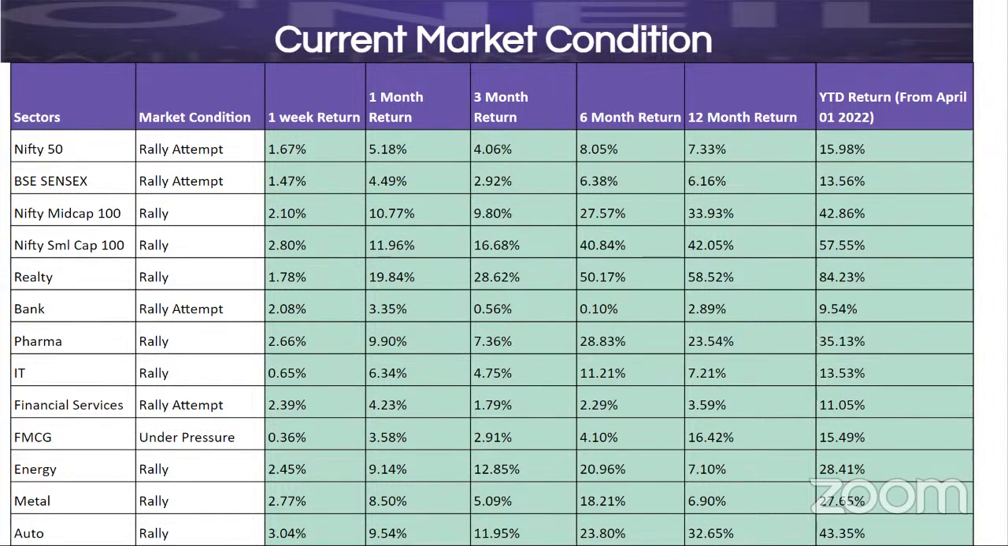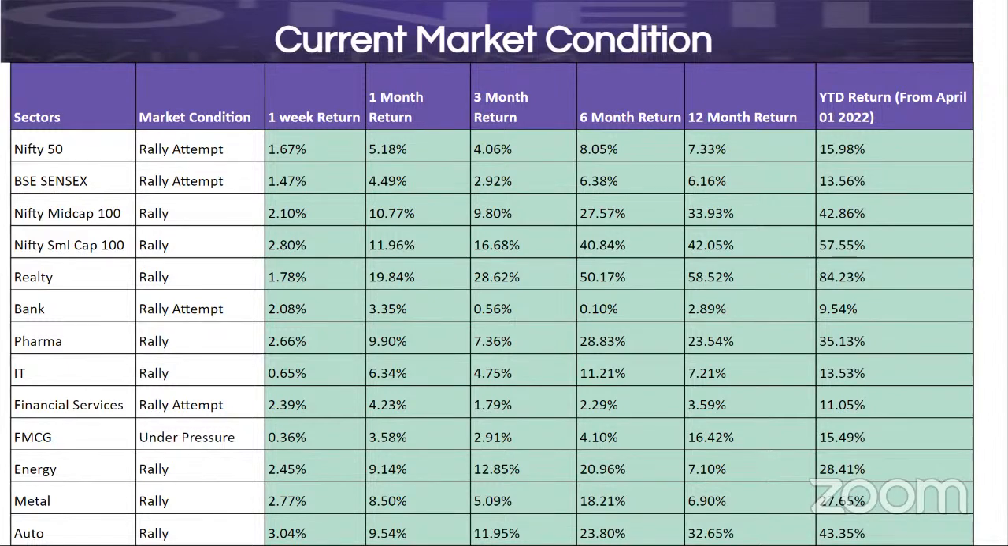And apart from that, Bank Nifty is also in rally attempt. Financials, Bank Nifty, if I talk about the recent top, it is at a higher level. So we are waiting for 1.7% confirmation along with higher volume. Financials are in rally attempt, and FMCG is under pressure as per the O'Neill methodology.